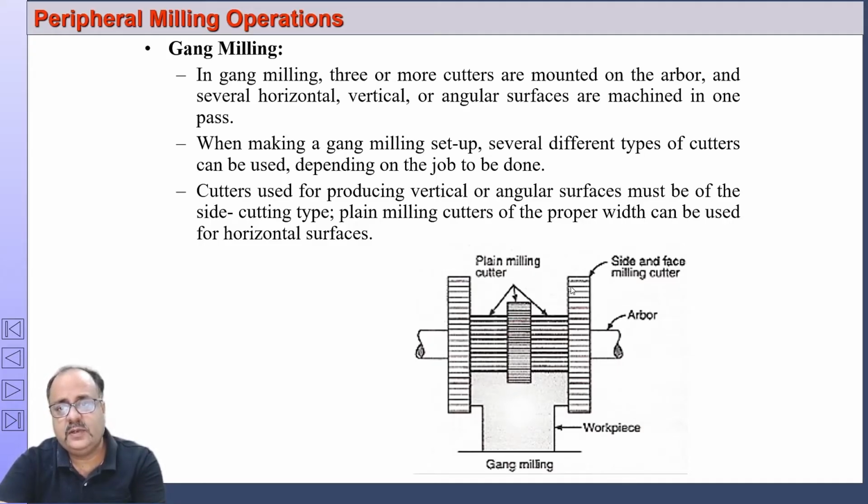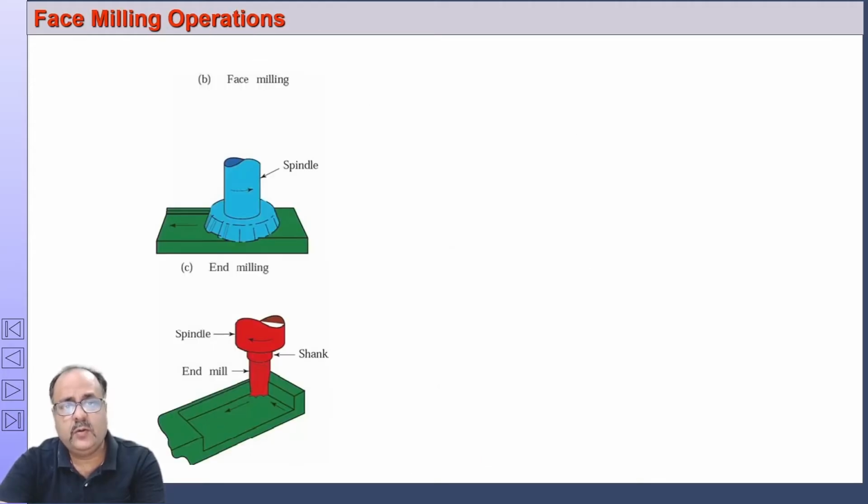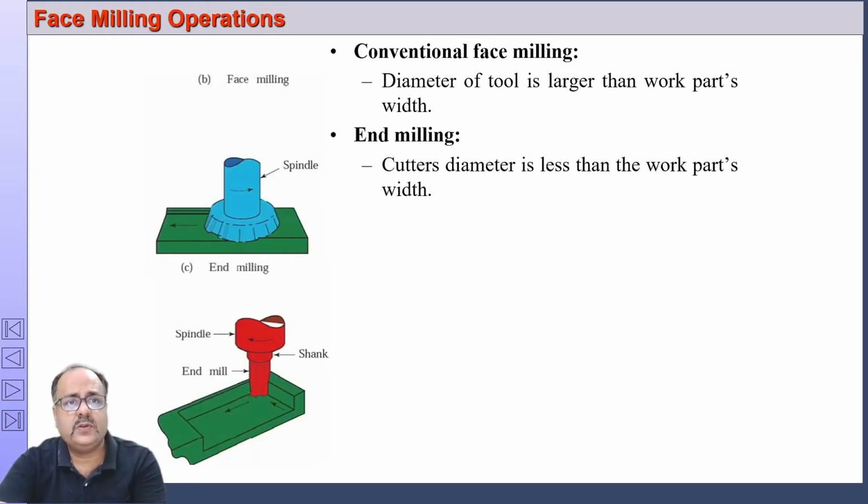Okay, two half side milling cutters and 3 plain milling cutters are used. So here 5 milling cutters are used simultaneously, and this is called a gang milling operation. We have discussed the peripheral milling operations, and these are face milling operations, where the axis of rotation of the cutter is perpendicular to the surface being generated.